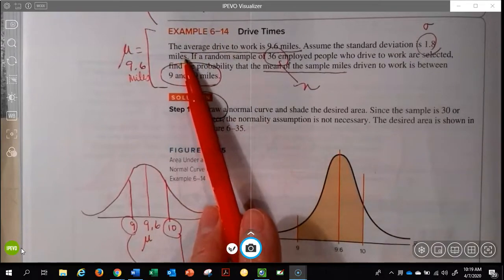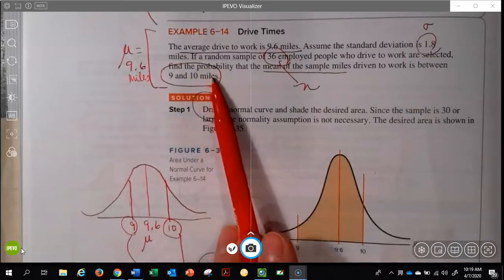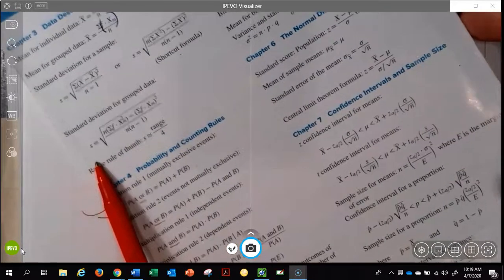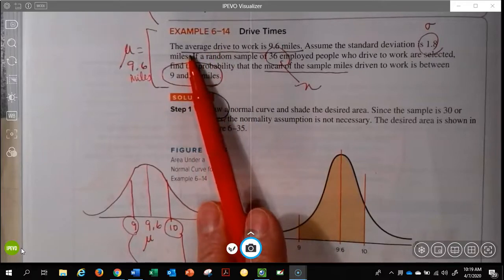Again, you've got to be thinking on the test, how do I recognize what type of problem this is? How do I know what to go grab on my formula sheet? And so looking here, let's look for some keywords.